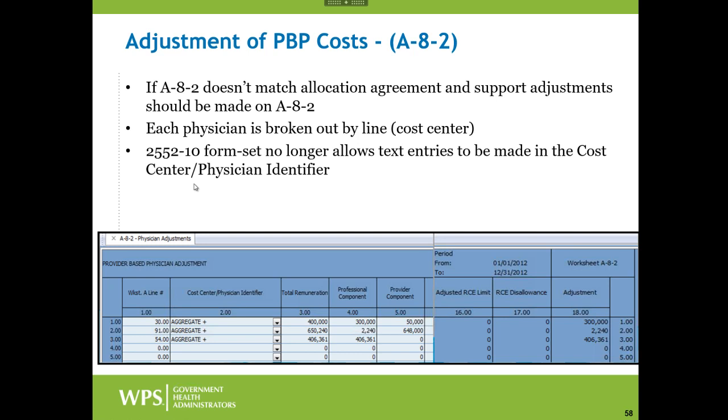Now let's take a look at A82 again. We saw an example of this earlier, but basically if how you've split the total remuneration into professional component and provider component does not match the allocation agreement or the time studies, then that's going to be adjusted at the time of audit.